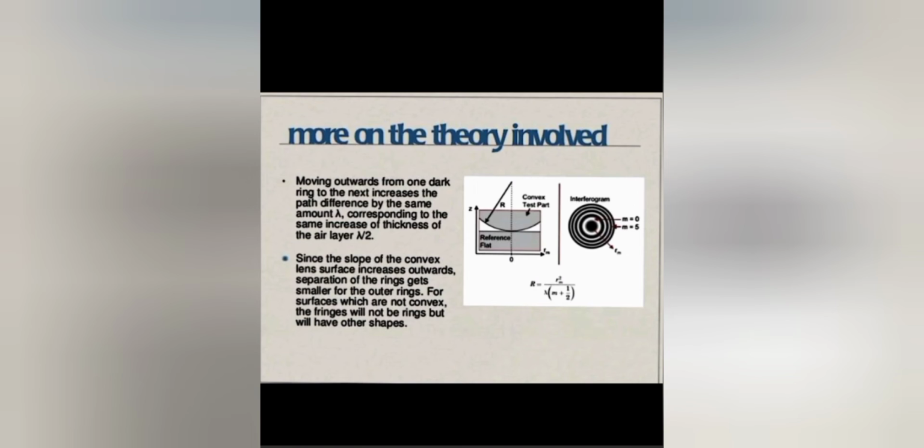More on the theory involved. Moving outwards from one dark ring to the next increases the path difference by the same amount lambda, corresponding to the same increase of thickness of the air layer, lambda by 2. Since the slope of the convex lens surface increases outwards, separation of the rings gets smaller for the outer rings. For surfaces which are not convex, the fringes will not be rings but will have other shapes.